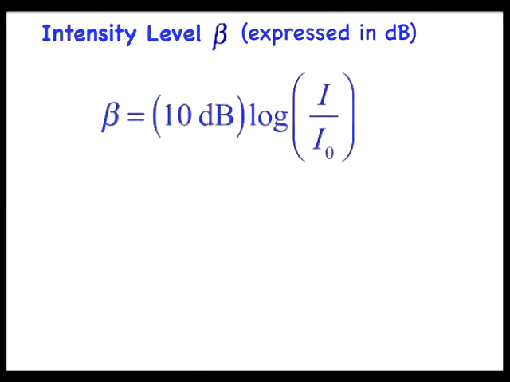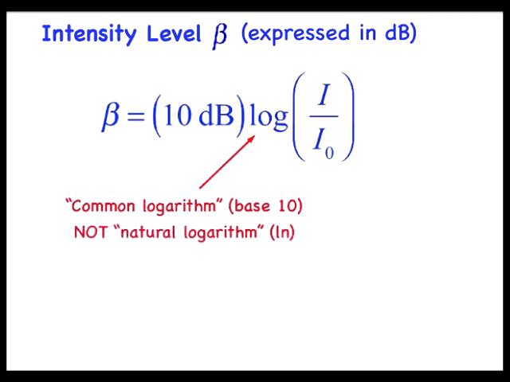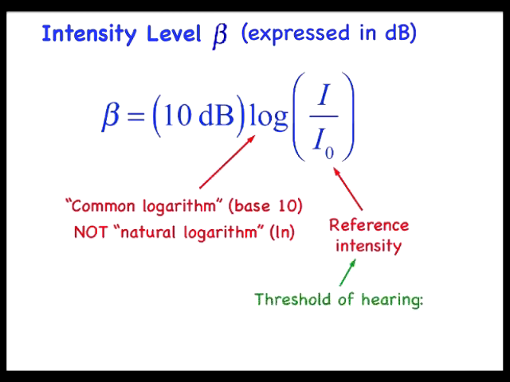Beta equals 10 dB times the log of I divided by I0, where log denotes the common logarithm to base 10. I0 is the intensity of the reference level to which I is being compared, and is sometimes the threshold of hearing, given by 1 times 10 to the negative 12 watts per meter squared.